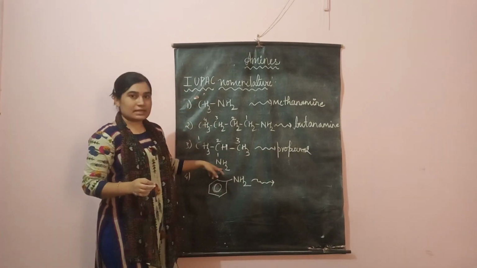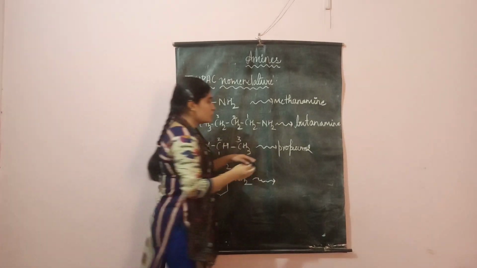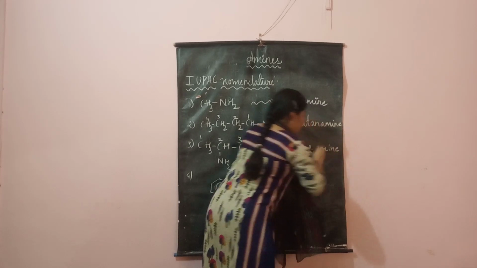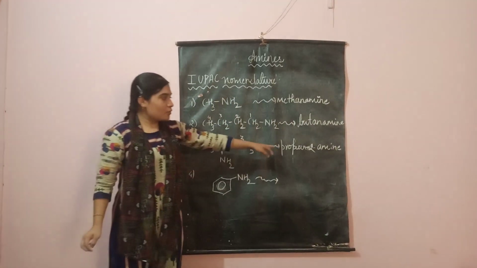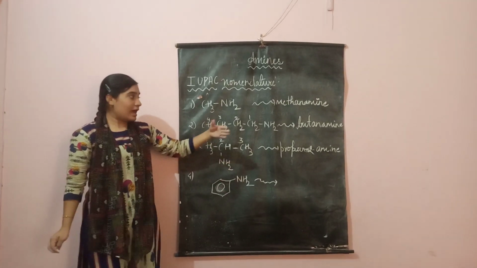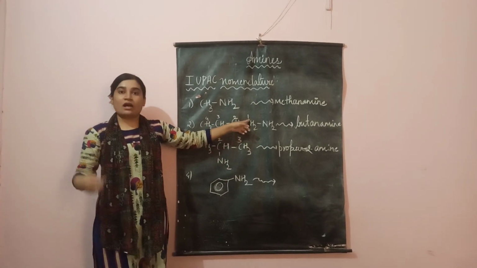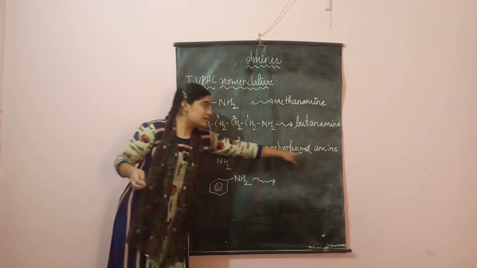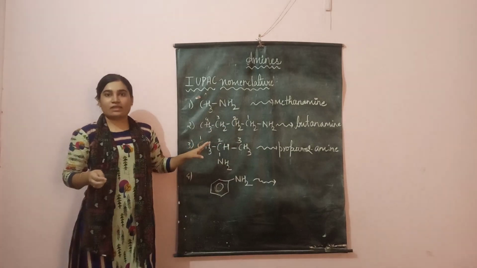Now what is present at the second carbon? Amine is present. So the name will be propane 2 amine. So the name will be what? Propane 2 amine. Wherever NH2 is present at a different position from the first carbon, if it is not present at the first carbon, then you will compulsorily have to mention the position of the amine.